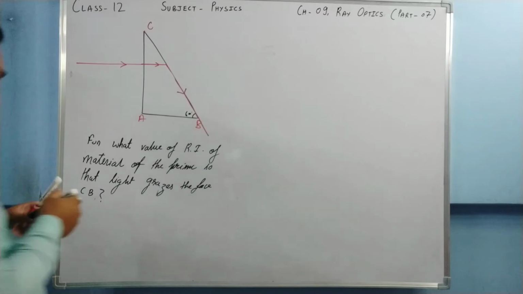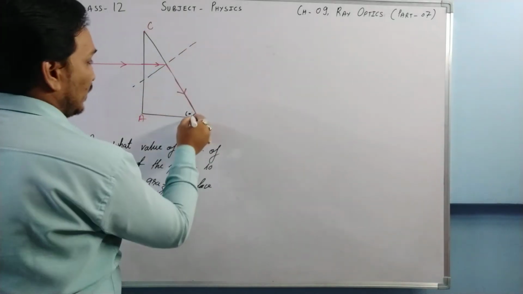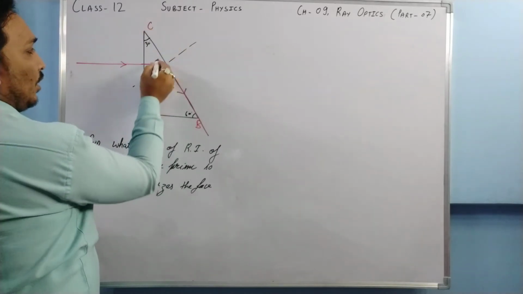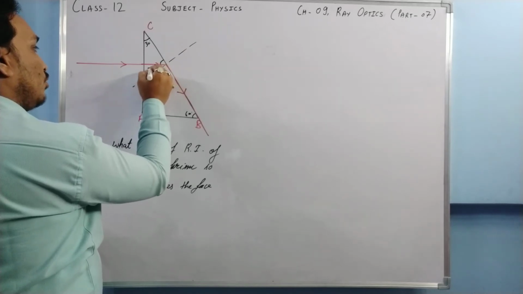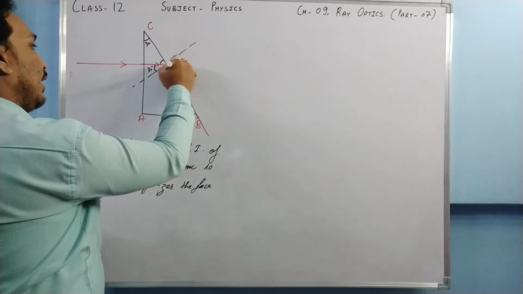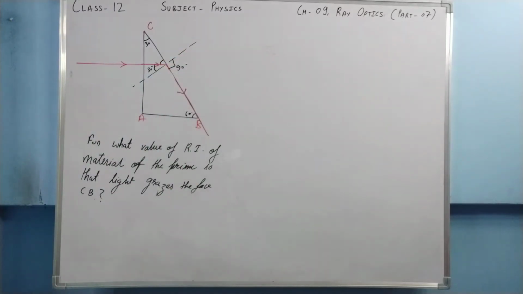So let us put a normal over here. If I put a normal, this angle is 60, so this is going to be 30 degree. If this is 30, this is 90, so this is going to be 60. So this angle is going to be 30 degree. So here the angle of incidence is 30 degree and angle of refraction is 90 degree. Question becomes very easy.